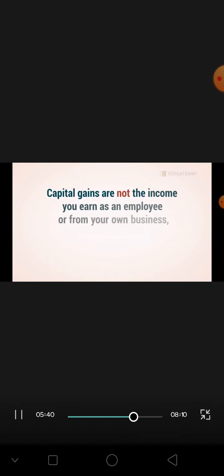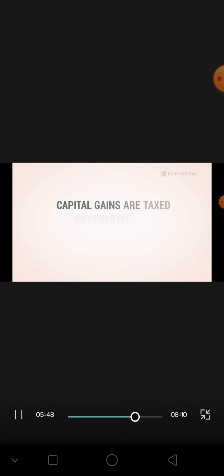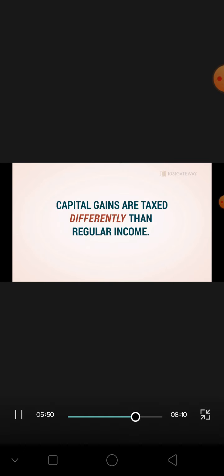Capital gains are not the income you earn as an employee or from your own business, but rather are due to the increase in value of your investment. For this reason, capital gains are taxed differently than regular income.